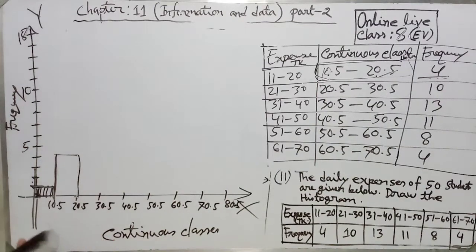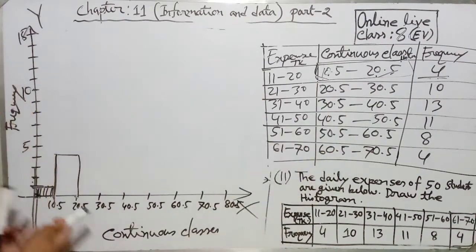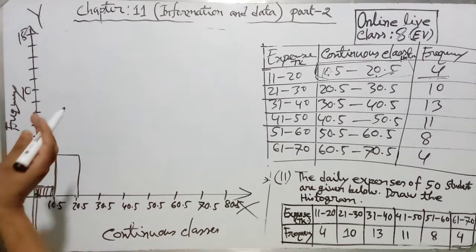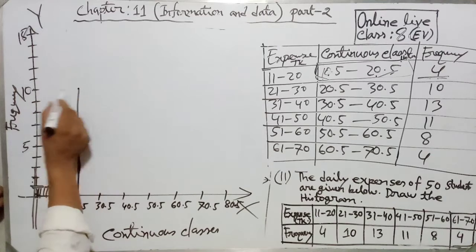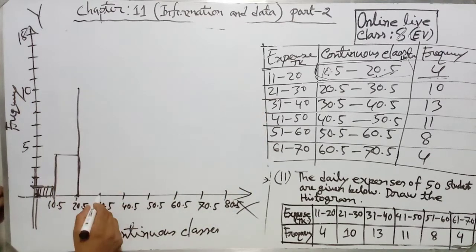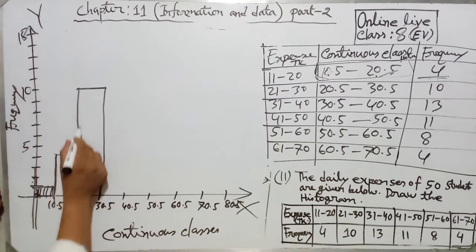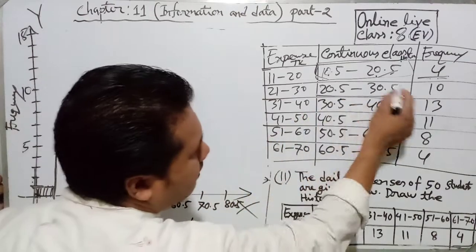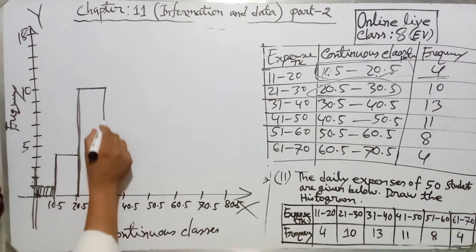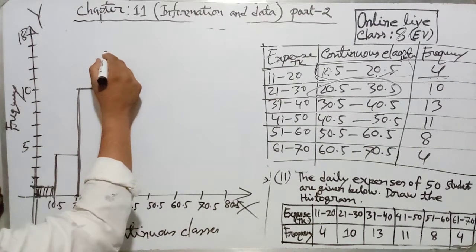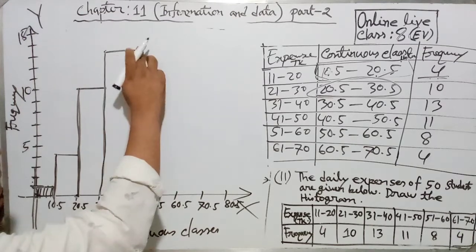Now dear students, we will go to the next one. 20.5. Again 20.5. Sorry, this is 10. Now 20.5, go up to 10. This is 10. And 30.5 will also be 10. Now draw it. Look, same process. Now this is done. Now go to 30.5. This will be 13. So 30.5 go to 13. And this is 40.5, 13. Now draw it. Very simple.